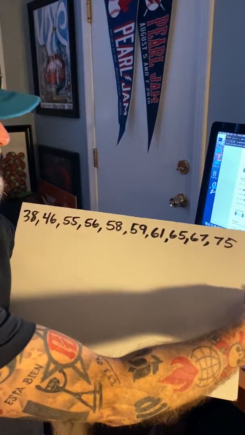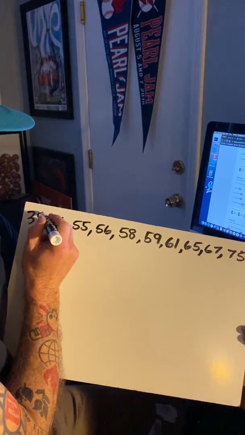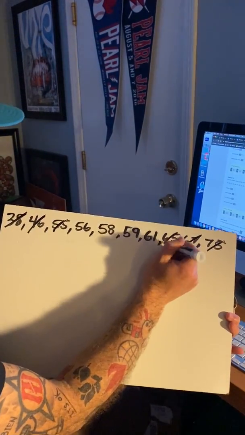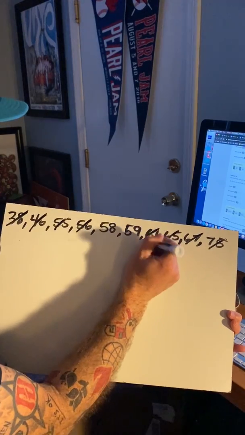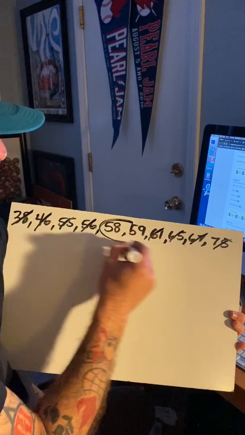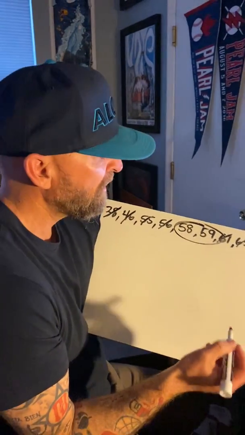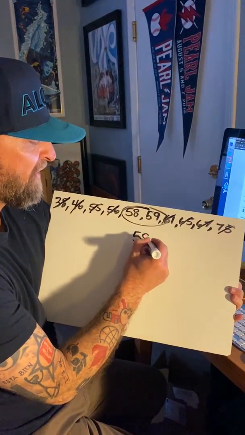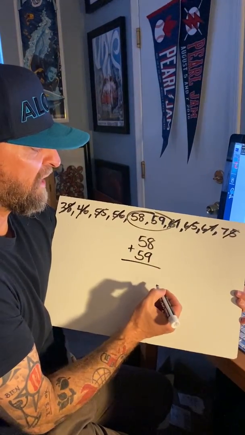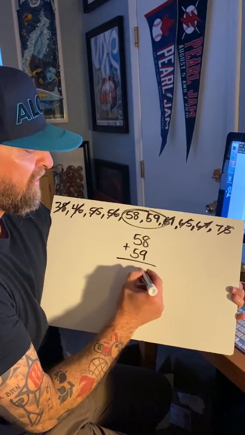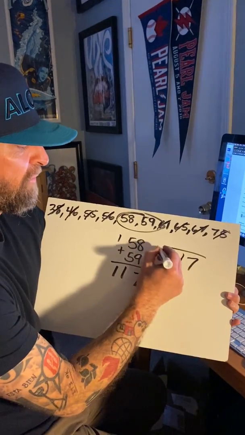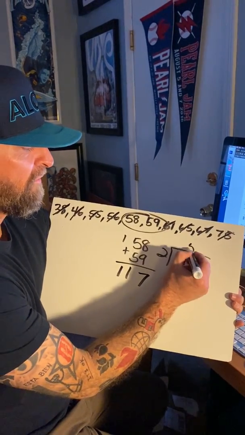So the median is basically just finding the middle number. I'm crossing out the one closest to the left and the one closest to the right. This is one of those examples where we have two numbers in the middle, so we have to add the two and then divide by 2. So we got 117, and 117 divided by 2 gives me 5.